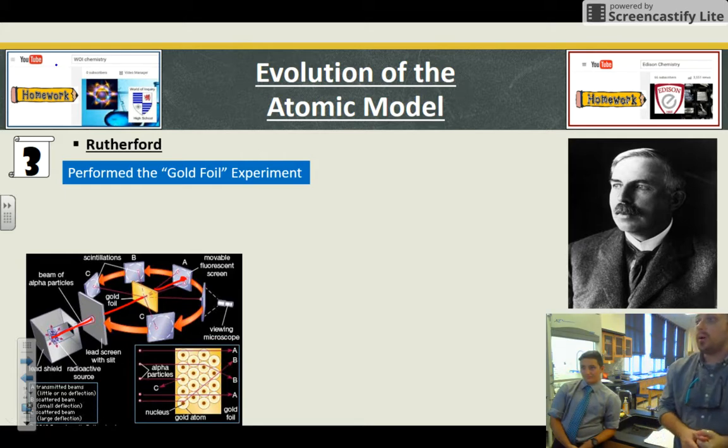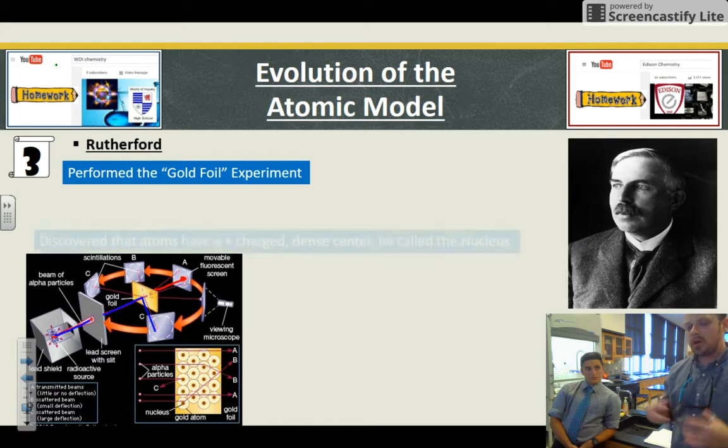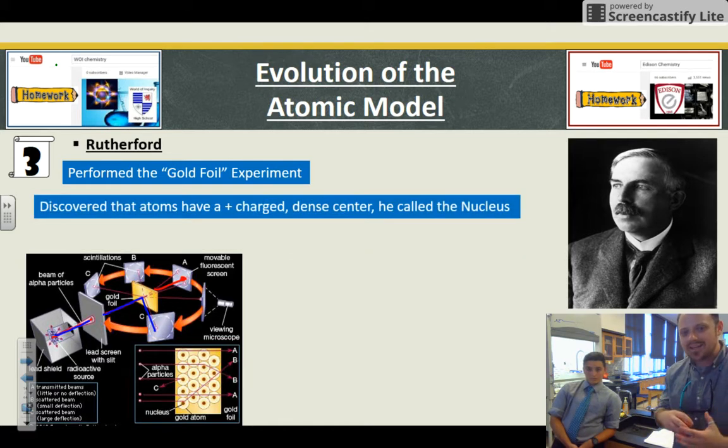But not all of them did. Some bounced back. So one that went like this said, nope, I'm going to come back the other way. This was really, really astonishing to him. And the explanation that he came up with was that there must be a small, dense, positively charged center, the nucleus, because something is deflecting these alpha particles, which I know to be positively charged, back right at me. So this was astonishing at the time.